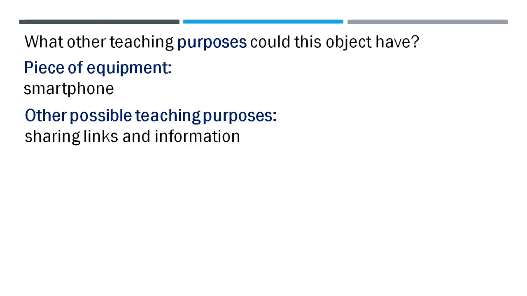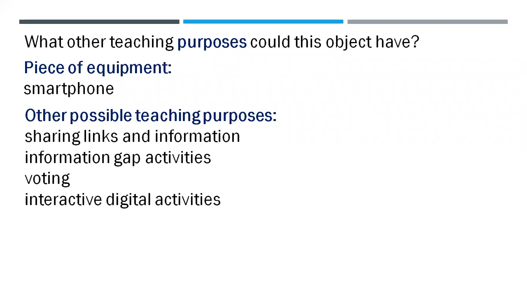And of course, it's very good for information gap activities. You send half of the information to one student and the second half of the information to the second student, and then you ask them to communicate and to find out the information that is missing, right? Okay, it can be good for voting and collecting statistics. And it can be good for interactive digital activities that we have just been talking about in the previous point.